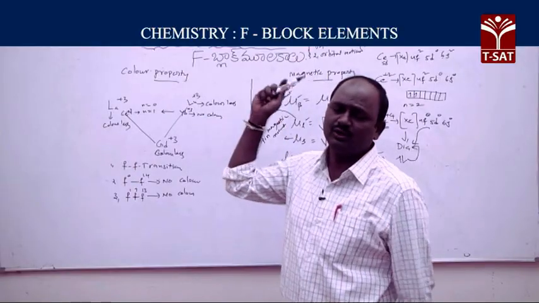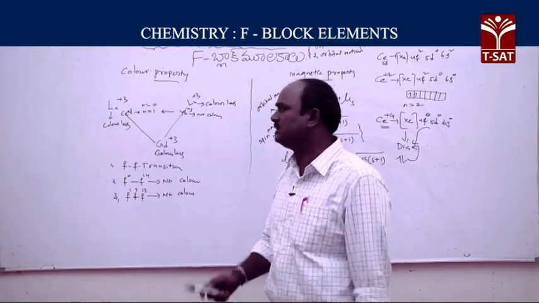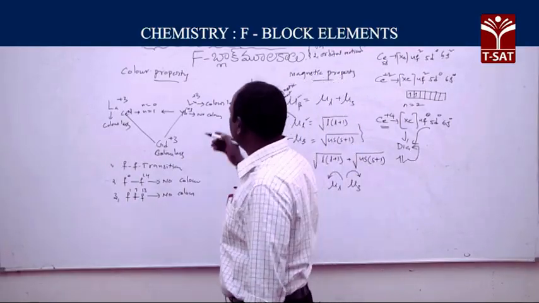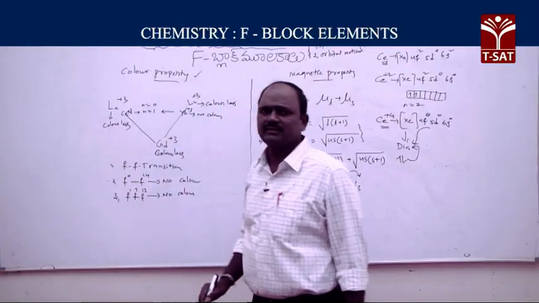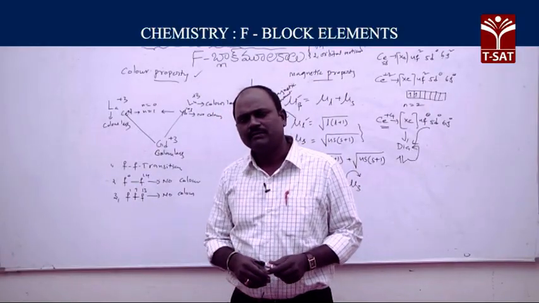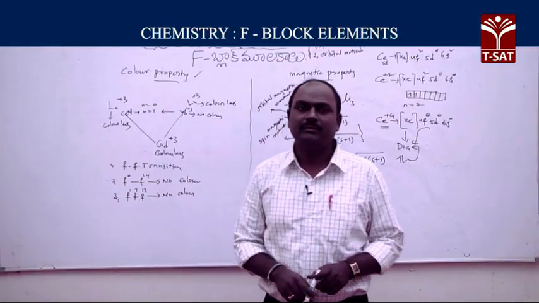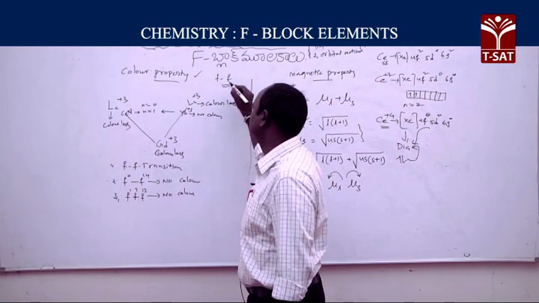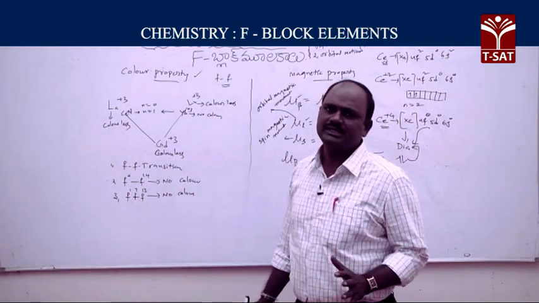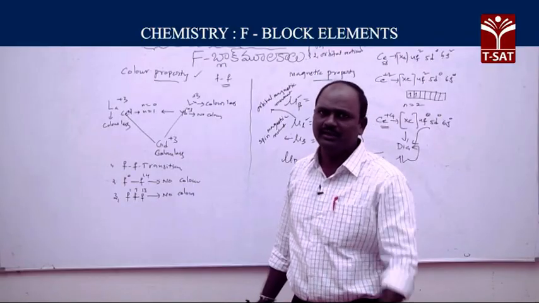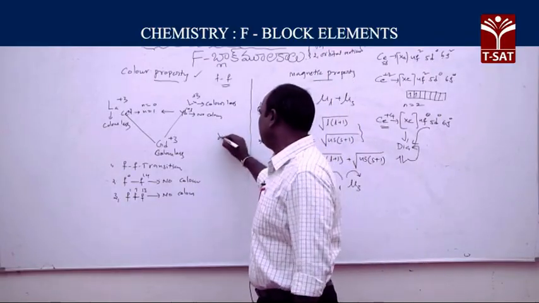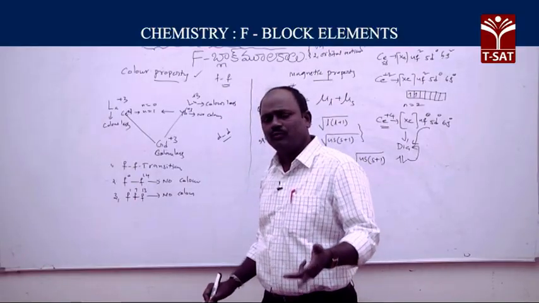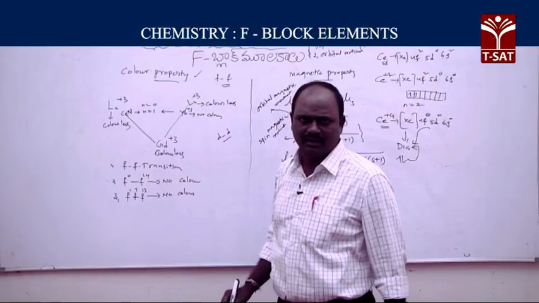But in the case of transition elements, the formation of coordination complexes is very important. That is a very, very important one. Here the color property of the transition elements can be explained based on the dd transition. Try to understand please. The dd transition causes the color property in transition elements. A dd transition means the change of an electron from one d orbital to another d orbital.